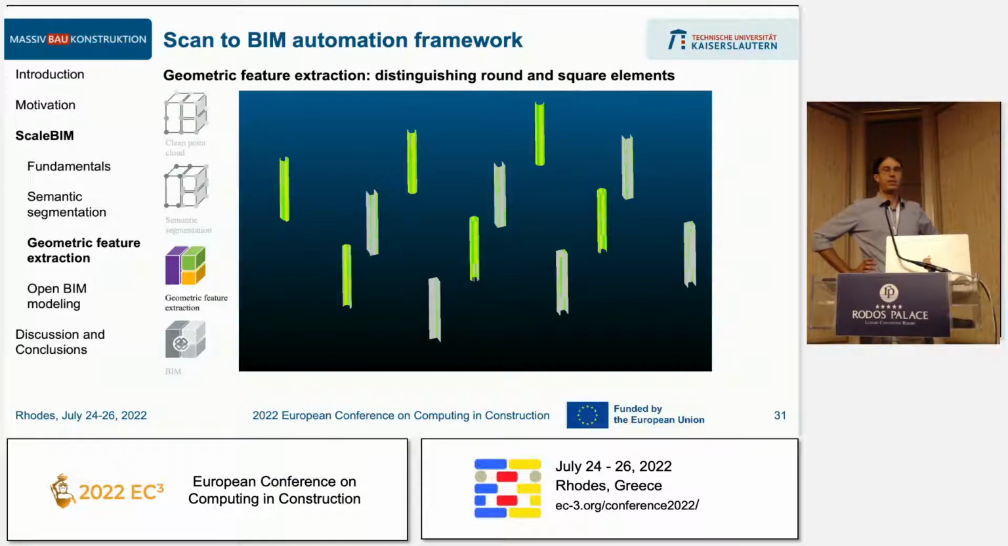Then, obviously, there is a bit in between. I can't introduce you to everything today, but one interesting thing is how to distinguish round and square elements. If you think of columns, sometimes they're round, sometimes they're square. This can be achieved by looking at the point normals. Point normals can also be calculated afterwards in post-processing, so it doesn't rely on data acquisition.